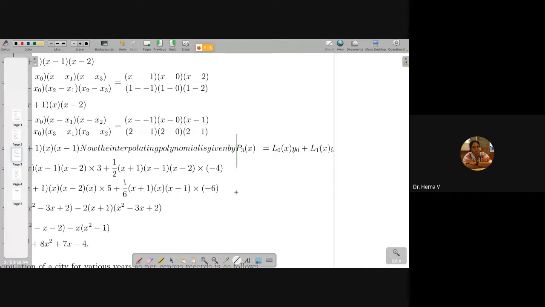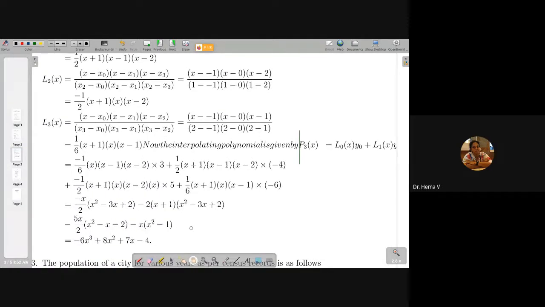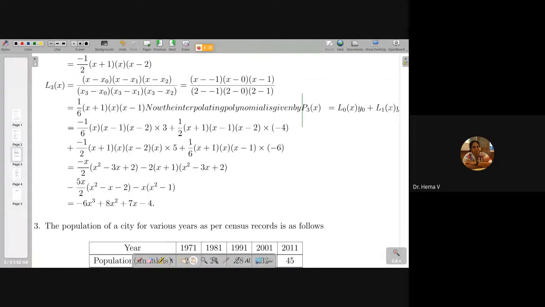So P3 of x, I will write it here. P3 of x is equal to L0 of x into y0 plus L1 of x into y1 plus L2 of x into y2 plus L3 of x into y3. So this is a cubic degree polynomial. Since there are 4 data points, the resultant polynomial is a third degree polynomial. Substitute all the values. But this is the method.